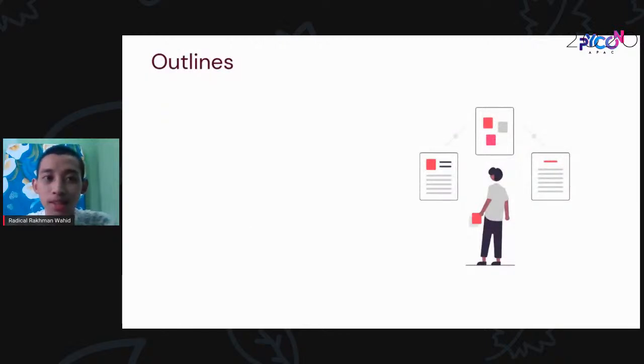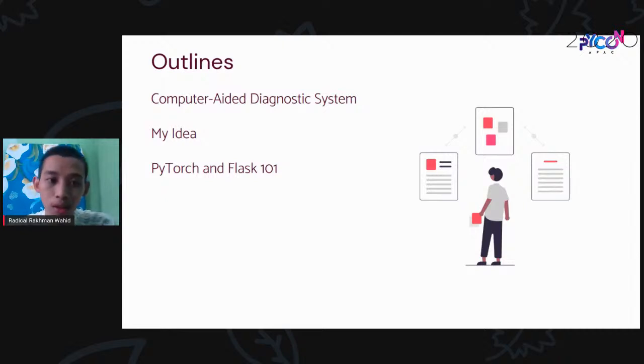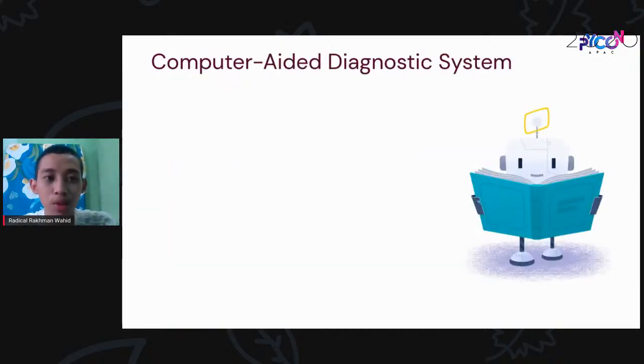So, the outline of this talk. First, I will explain what a computer-aided diagnostic system is, and then my idea for this project. Then PyTorch and Flask 101, where I will tell you a little bit about PyTorch and Flask. Then the tech stack, the tools that I used for building this project. Next I will explain the reading process and the datasets that I used, and then we can do some live demo of my project, and then final thoughts about this journey of combining PyTorch and Flask and making the project.